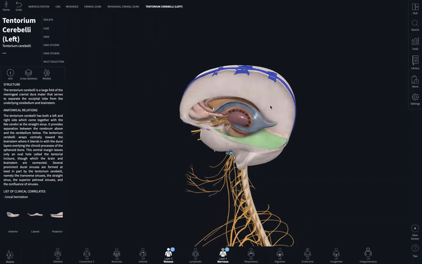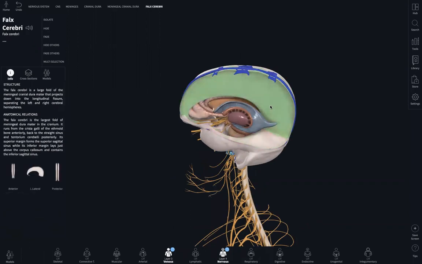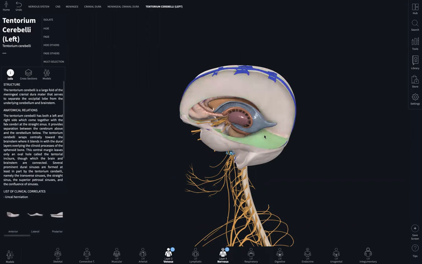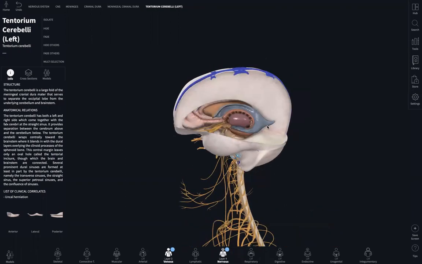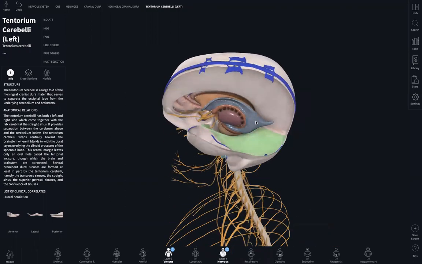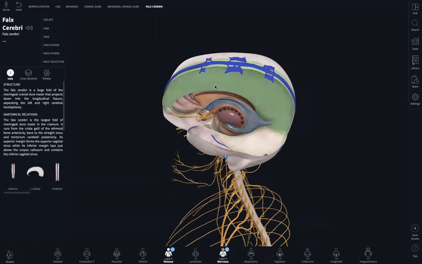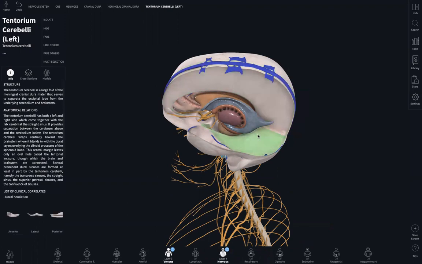The main way I remembered it was cerebri versus cerebelli, because the tentorium cerebelli basically separates the cerebellum from the rest of the brain. Not actually separate, but it forms a sort of barrier between the cerebellum and the rest of the brain, with the rest of the brain being the cerebrum. So the falx cerebri kind of sits around the cerebrum, the main part of your brain, and the cerebelli sits near your cerebellum. So that's how I like to remember where they are and which one is which.